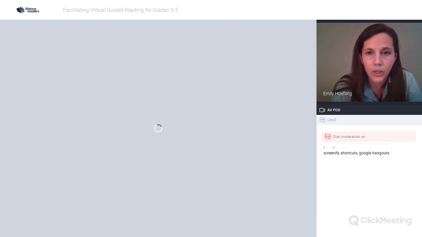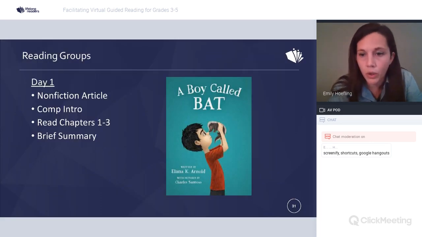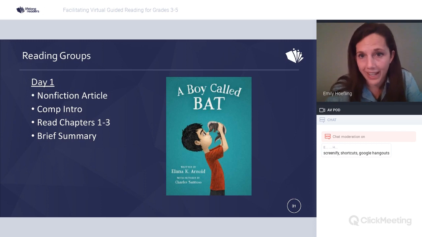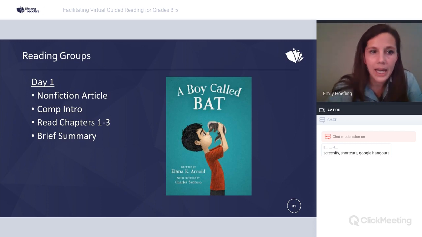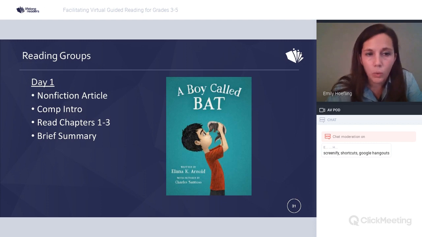Okay, so we're switching reading groups now. We are going into A Boy Called Bat. Again, this is maybe step 14 or 15, but it's level R. I want to give you an overview of what I did with the group. For most of our books at the step 11 and 12 FMP P to U, we have at least one nonfiction article to anchor our work, sometimes more. We always start with the nonfiction article so that they have that base going in. After the nonfiction article, I gave them their comp intro, what we are focusing on, and here it was relationships. Then they read chapters 1 to 3 and did their brief summary. That's what we got to in day one.